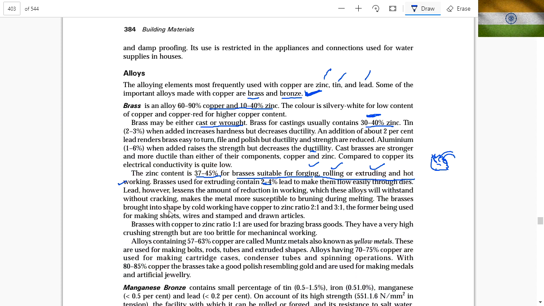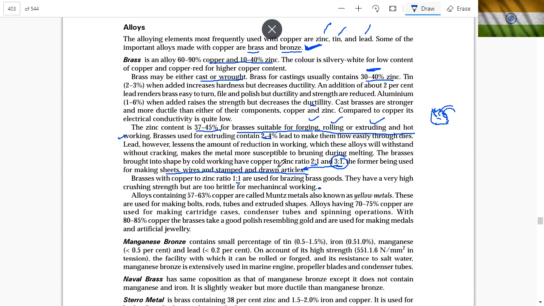The brasses brought into shape by cold working have a copper to zinc ratio of 2 to 1 and 3 to 1, the former being used for making seats, wire, and stamped and drawn articles. With a 3 to 1 copper to zinc ratio for this type of brass, and a copper to zinc ratio of 1 to 1, it is used for brass wood brazing. They have a very high crushing strength but are too brittle for mechanical working.